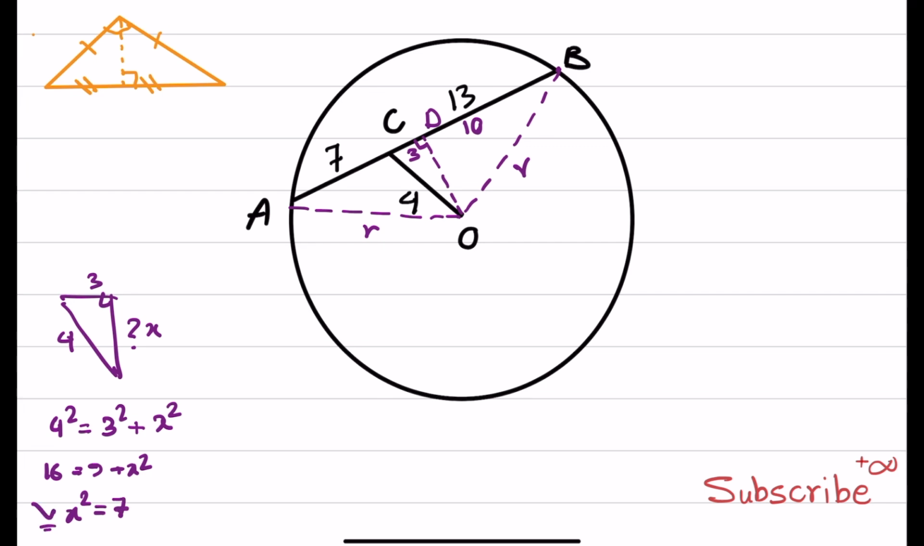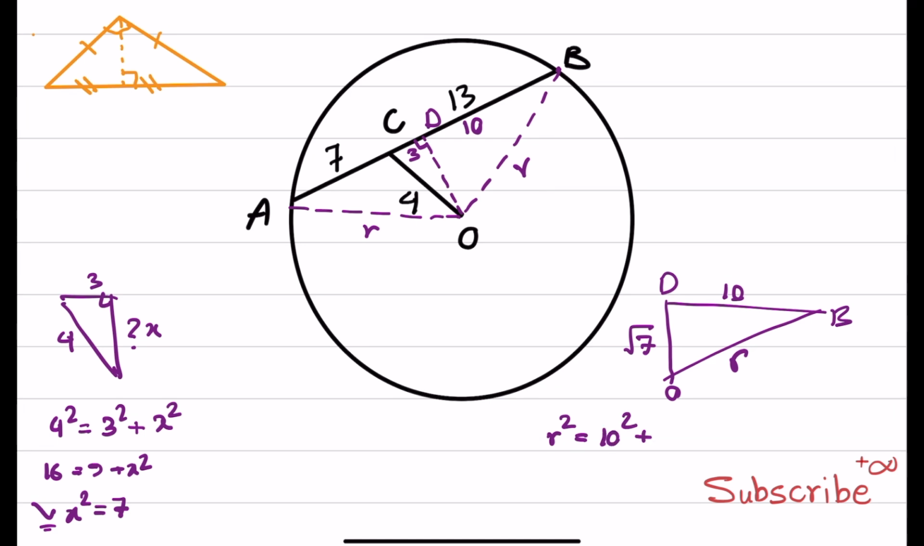Now that we have the length of this side, we have another right triangle here that we can use, and I'm going to also draw that on this side of the page. So this is going to be O, B, D. We have here square root of 7, and this is R, and this is 10. So applying the same theorem here, R squared is equal to 10 squared plus square root of 7 squared, which is 7. And R squared becomes 107, and R becomes square root of 107.